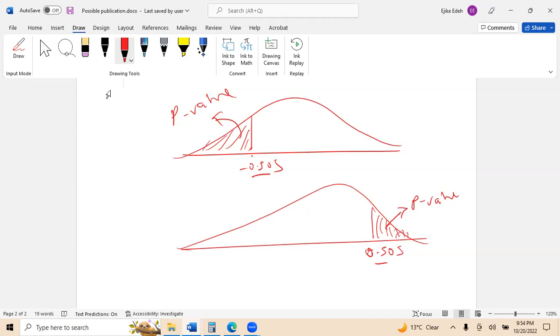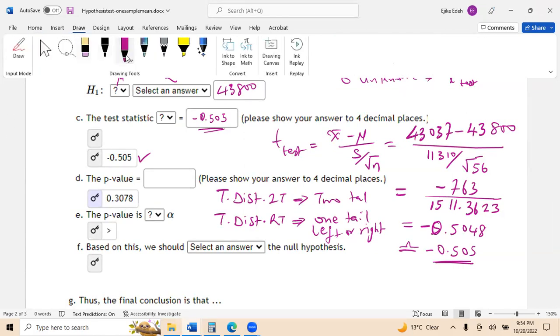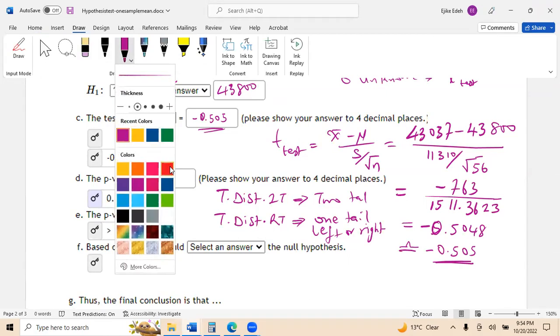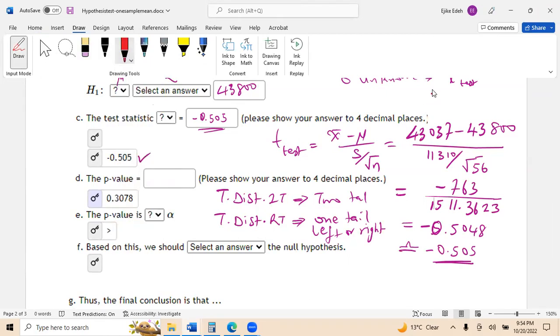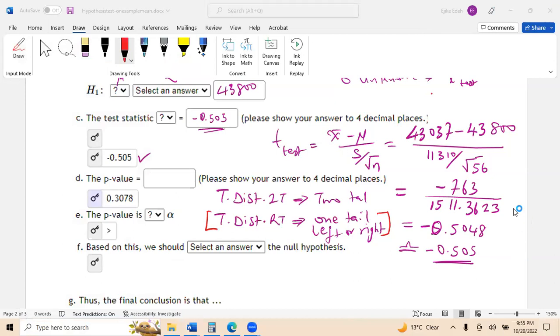Okay, so let's go back to the question. Let's pick up a different color to highlight this. Let's pick up red. We're going to be using this function because we are doing one tail. So whether you're doing left or right, it doesn't matter. This function is for one tail, but if it's two tail, use the first one. Okay, so let's go to Excel now. We're trying to calculate the p-value. Pull up Excel.